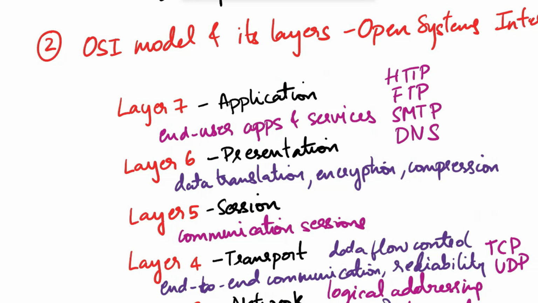So the OSI model serves as a reference framework to help networking professionals understand and troubleshoot network issues by identifying the specific layer where a problem may occur. It also provides a foundation for the development and implementation of networking protocols and technologies.